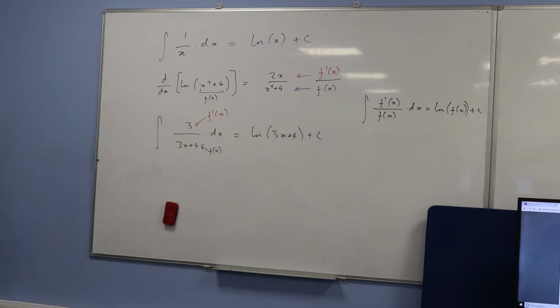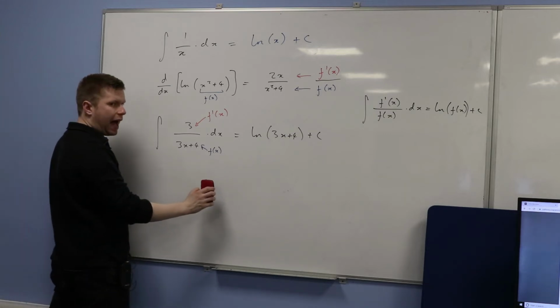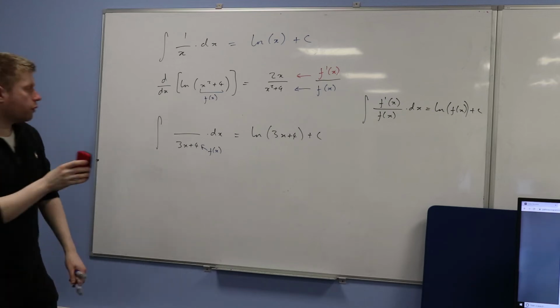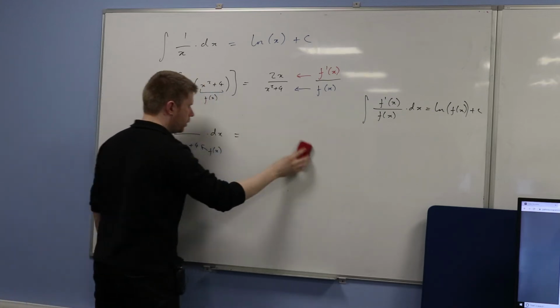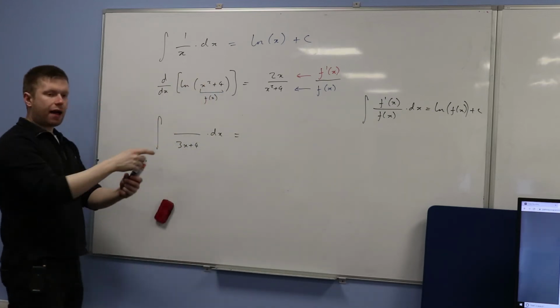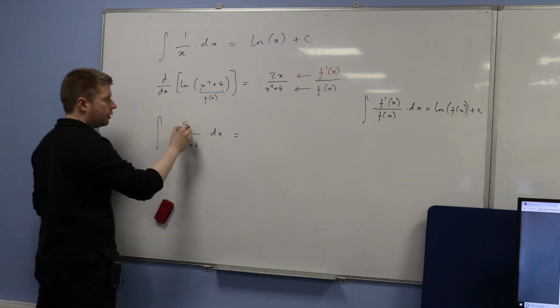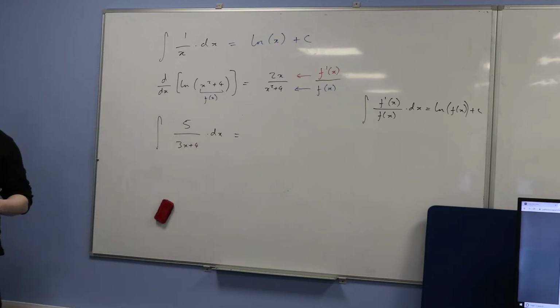Okay, fine. So, have a look at the next one. Because the next one isn't quite that. So, this is question 2. Okay, this is question 2. So, question 2 didn't have a 3 there. It had a 5 there. So here's my question. How does that change things?